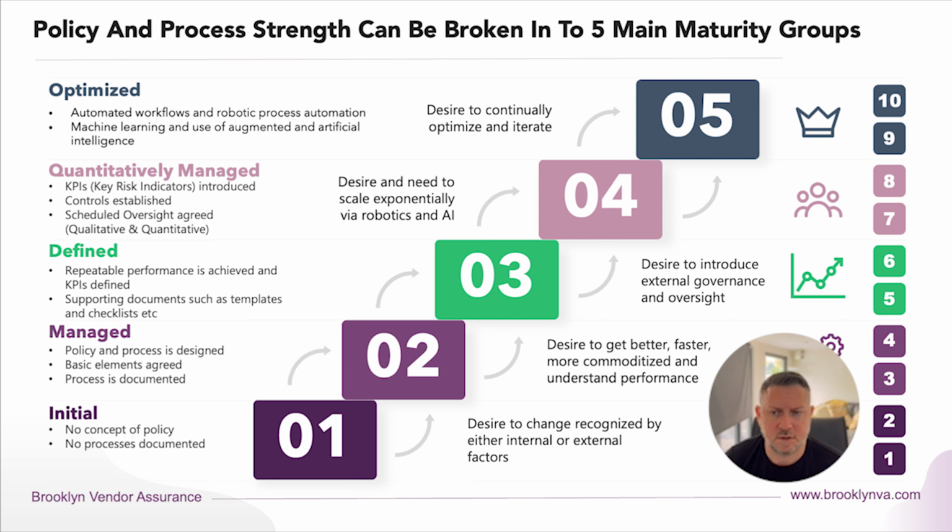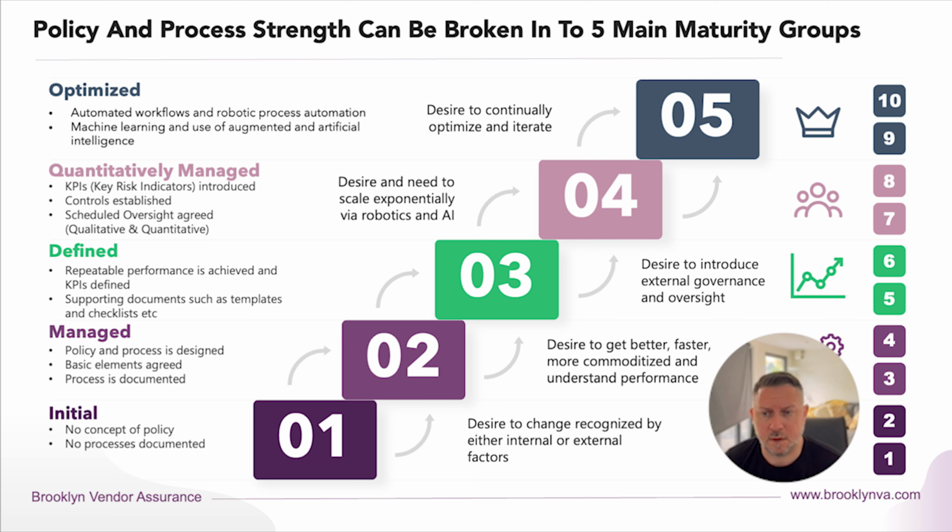oversight or quality control. So you then get to stage 4, which is qualitatively managed. You've got some key risk indicators introduced. So what are the risks with the said process and how do you spot them? The controls are established to ensure that the process itself is remaining healthy and of high quality. There's also scheduled oversight that's agreed.